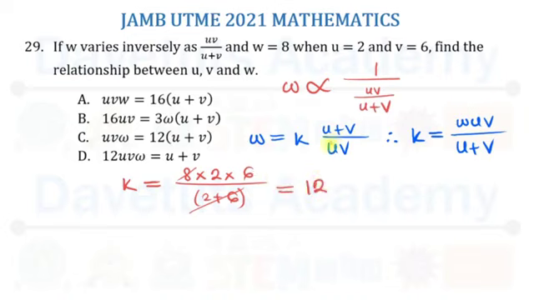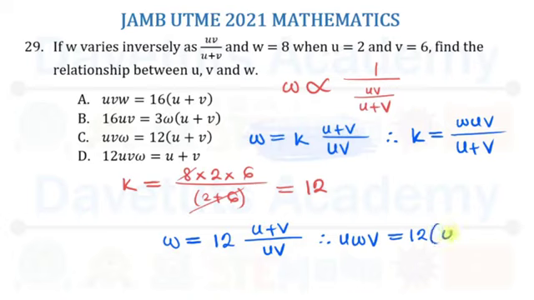If K is 12, then the equation, which is originally this, is the equation that we are looking for. Now we need to put in the value of the constant and say W is 12 times U plus V over UV. Oh, okay, they wrote it linearly, and if we cross multiply, we have UVW equals 12 into U plus V. Is there any option corresponding to that in our options? We have UVW is 12(U plus V), so option C is the correct answer here.